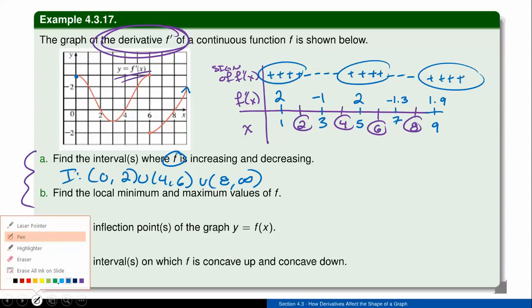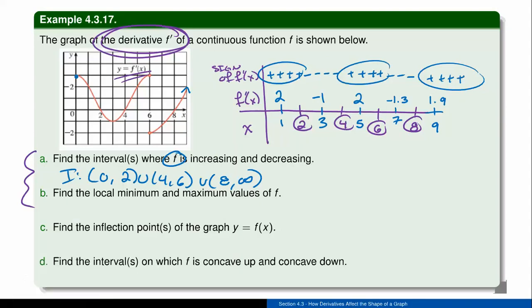On the other side of the coin, I'm going to have this conversation about where this thing is decreasing. That's going to be looking at where my derivative is negative. So I'm going to be decreasing on the intervals from 2 up to 4, as well as from 6 up to 8. So I have this nice connection of looking at where I'm increasing or where I'm decreasing.